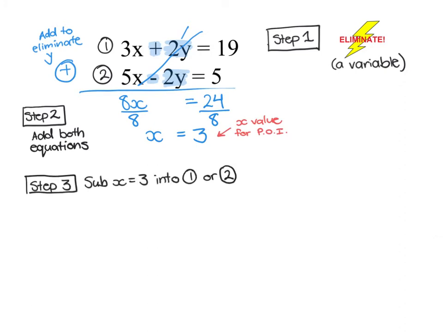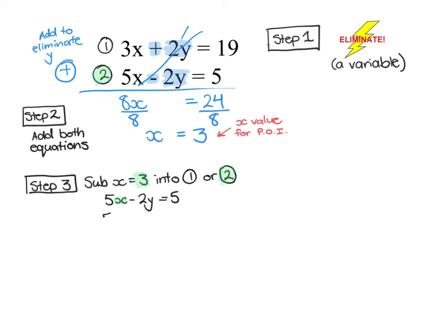Now let's find the y value. So step 3, we're going to substitute x equals 3 into either equation 1 or 2. Well, I'm going to pick equation 2 because I just feel like the numbers are easier. All right, so let's write equation 2, which is 5x minus 2y is equal to 5. But now every time I see x, I'm going to substitute and put a 3 instead.